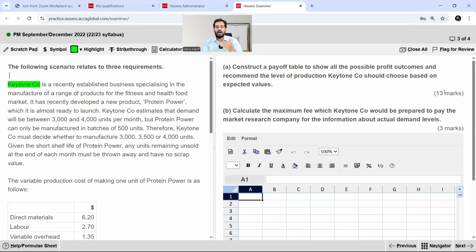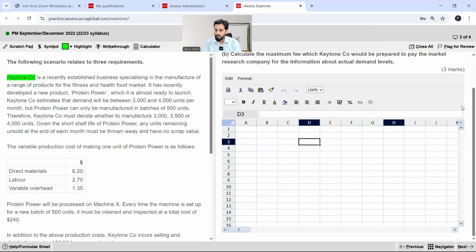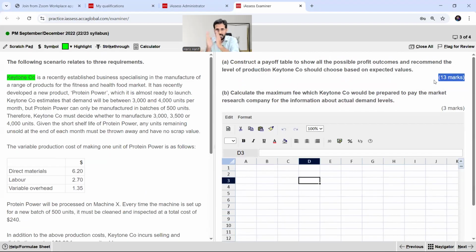So let's first read out the requirement, and then obviously I will be solving it on this spreadsheet, right? So first of all, for 13 marks, as you can see on the right side of your computer screen, construct a payoff table. All of you know what a payoff table is. A payoff table is the table which shows all the possible outcomes of different options, different situations, different circumstances, showing all the possible profit outcomes, and recommend the level of production it should choose based on expected values.